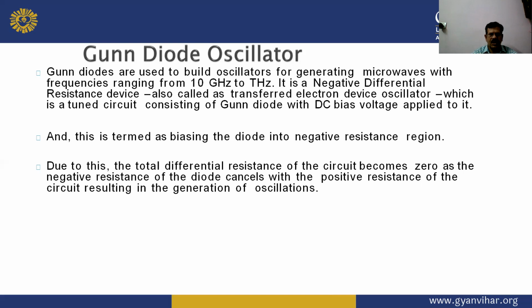Due to this, the total differential resistance of the circuit becomes zero, as the negative resistance of the diode cancels with the positive resistance of the circuit, resulting in the generation of oscillations.